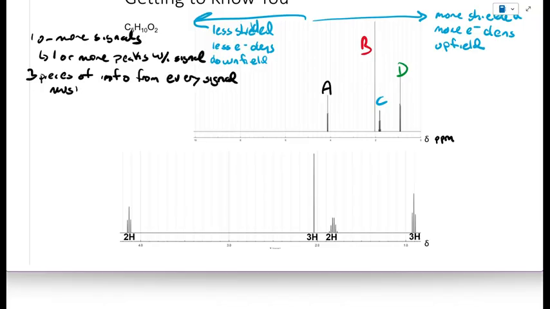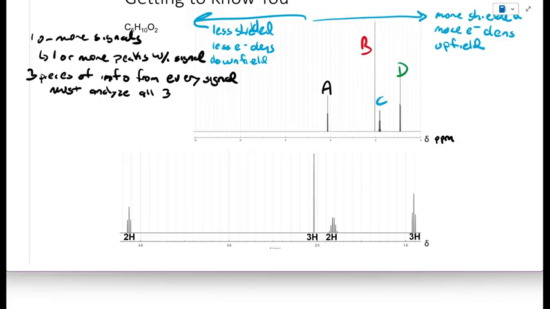And we must analyze all three pieces of information. You may not skip over any of these to try and take a shortcut and save time. It won't work. It'll end up just taking you longer to solve the structure. So you have to analyze all three of these pieces of information.